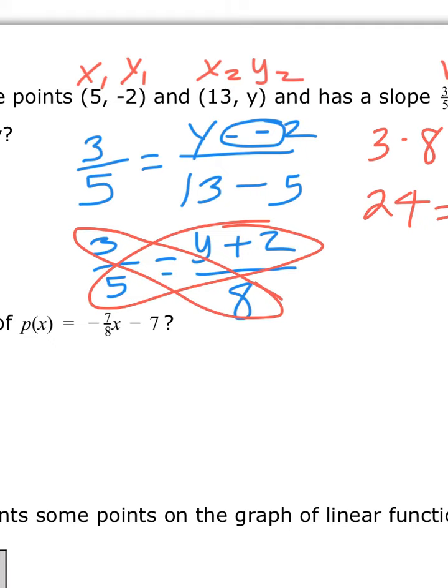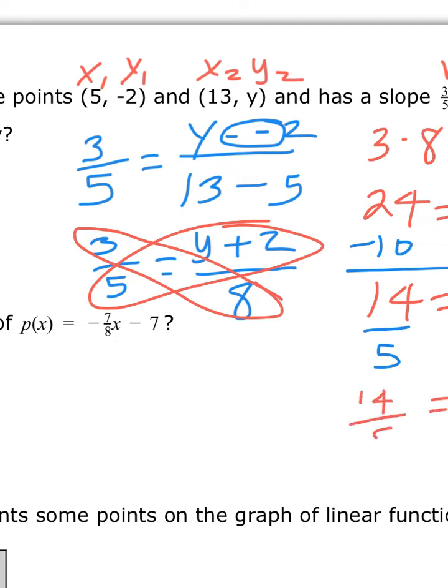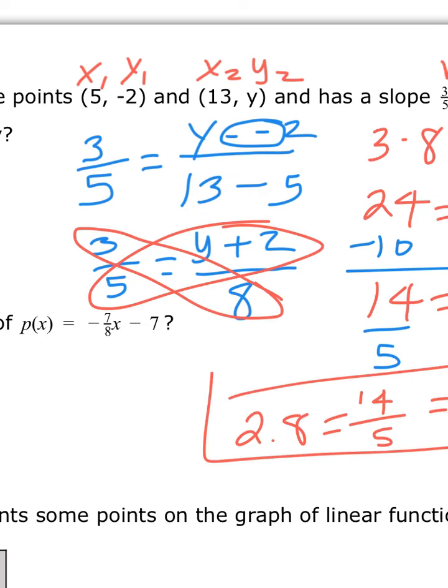All right, so if I subtract 10 from both sides, that gives me 14 is equal to 5y. Then to solve for y, what do I do? Divide by 5. So y equals 14 over 5 or 2.8. Either one I would accept. You know me though, I like fractions.